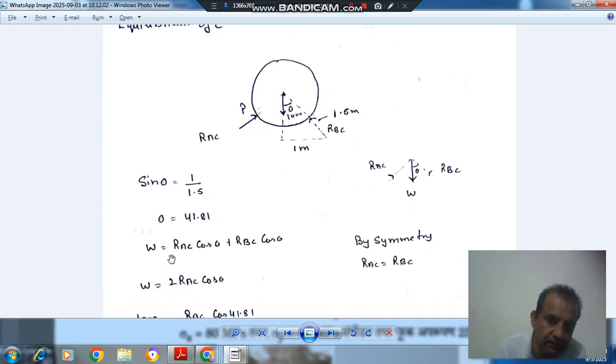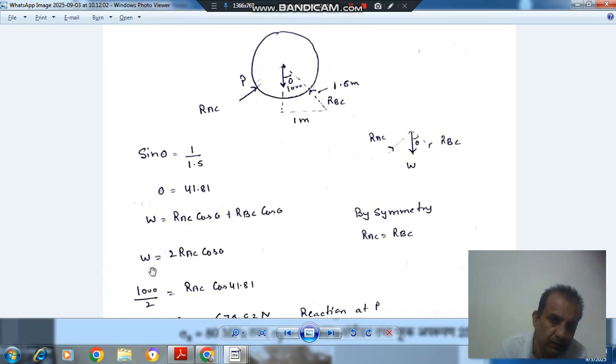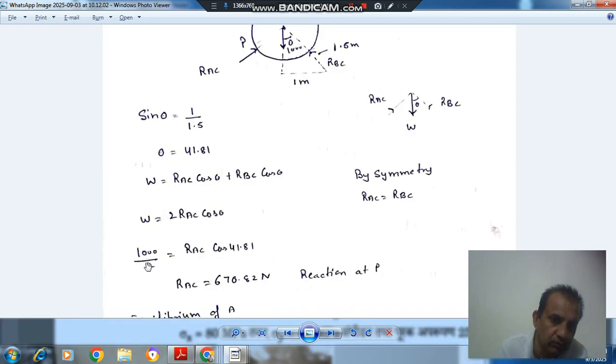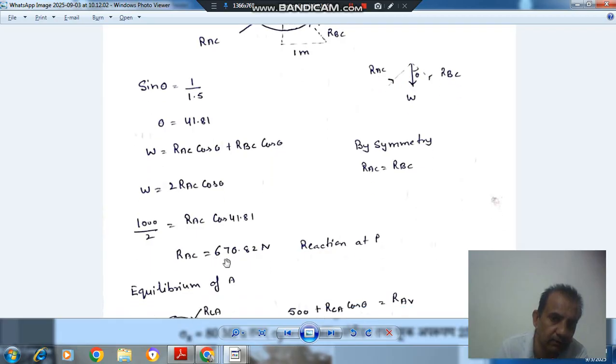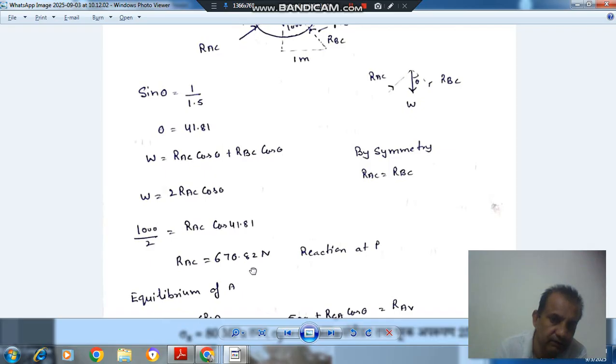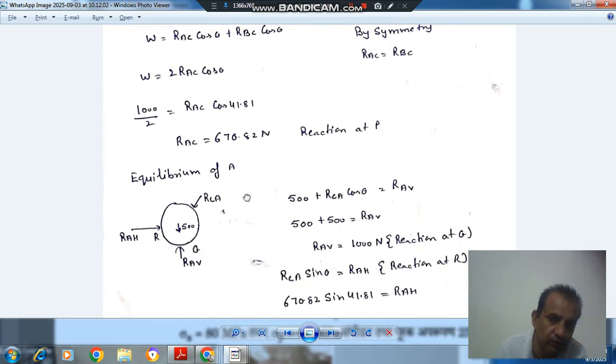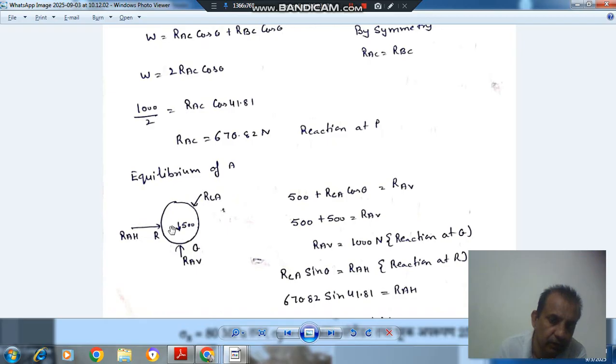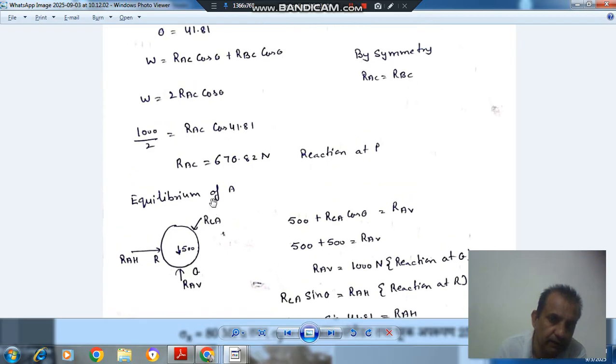Balancing vertically, W will be equal to RAC cos theta plus RBC cos theta. This angle will also be theta, and both will be equal by symmetry. So W will be equal to 2 RAC cos theta, or 1000 by 2 is equal to RAC cos 41.81, or RAC will be 670.82 Newton, so reaction at P will be 670.82 Newton.